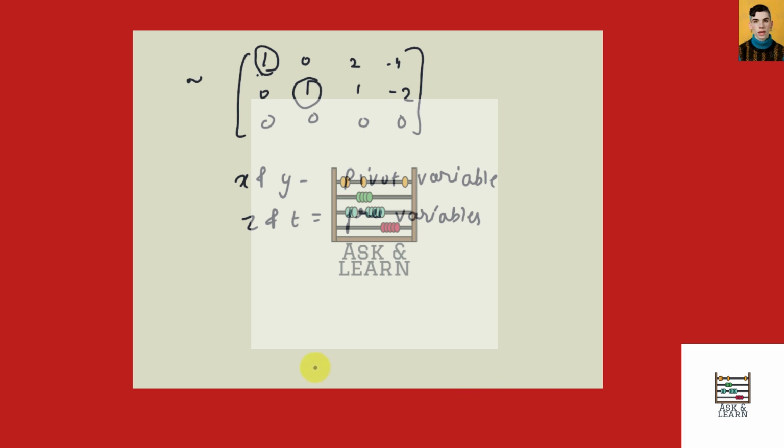Now, by solving the pivot variables in terms of the free variables, we get x plus 2z minus t equal to 0, which implies x is equal to minus 2z plus t. And we get y plus z minus 2t equal to 0, so y is equal to minus z plus 2t.